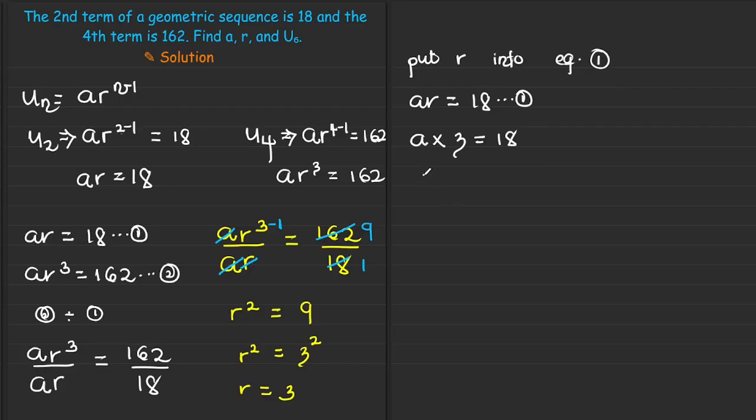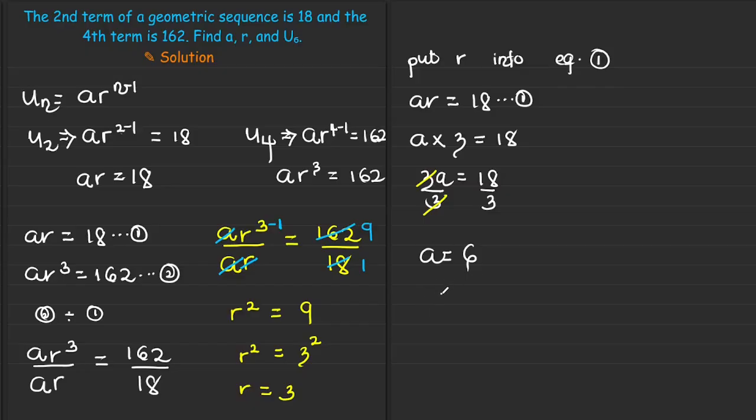And from here, we can make A the subject by dividing both sides by 3. This 3 cancels out this 3, and we'll be left with A. So A equals 18 divided by 3. That gives us 6. So we are almost done with the question. The question was, you have to find A, R, and then the sixth term.